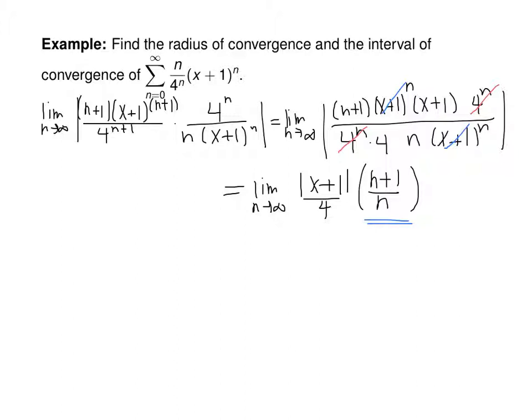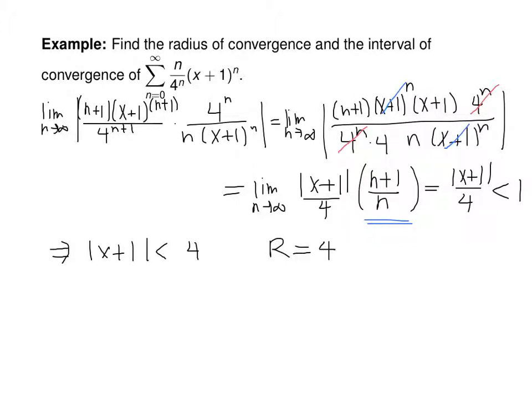So this limit will just equal the absolute value of x plus 1 over 4. And for convergence, this must be less than 1. And that implies that the absolute value of x plus 1 must be less than 4. So my radius of convergence r is 4.